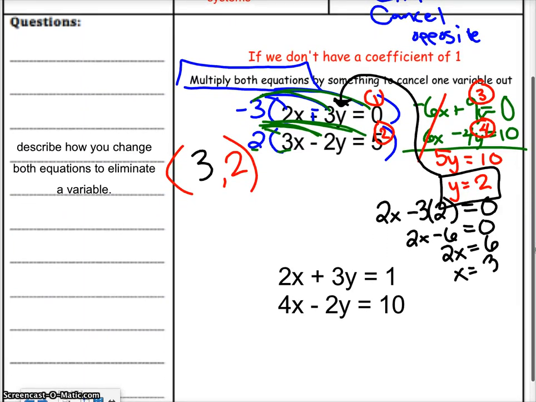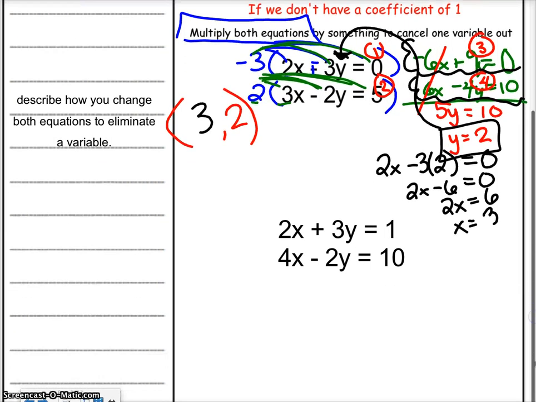So my strategy here, my goal was to turn my 2 into a negative 6, my 3 into a positive 6. So I times through by negative 3 on the top equation. That's what I got here. It looks like a mess. I times by positive 2 in the bottom equation. That's what I got there. Combined them, plugged it. It looks crazy.